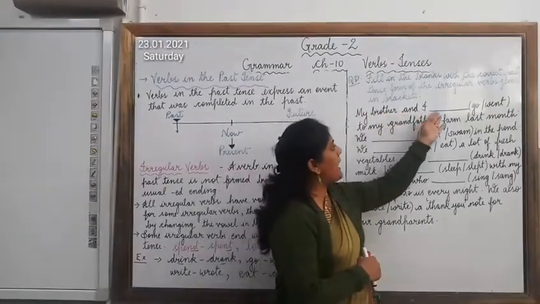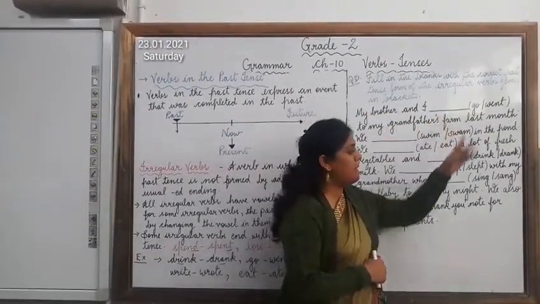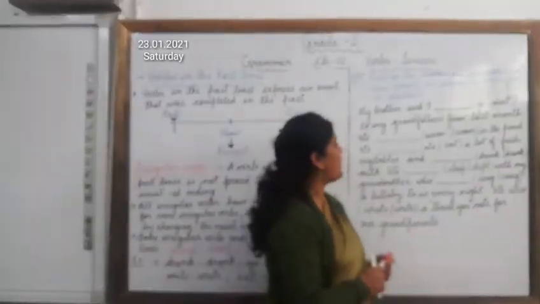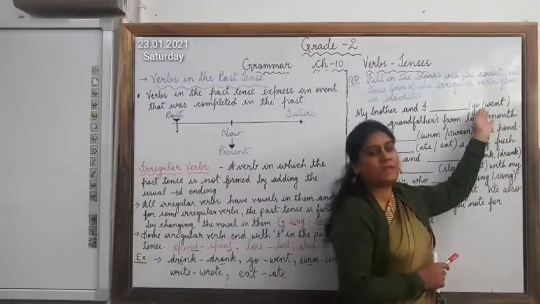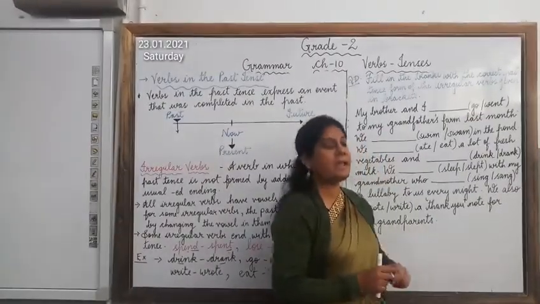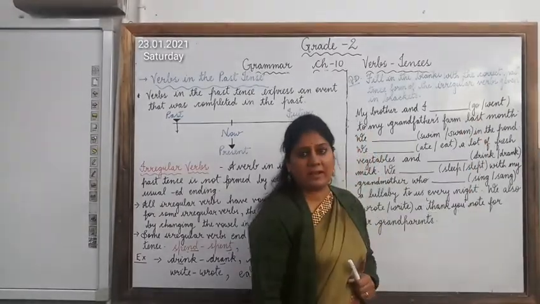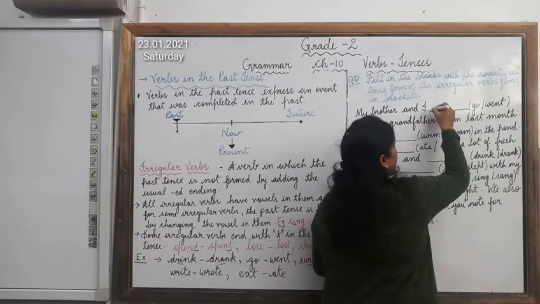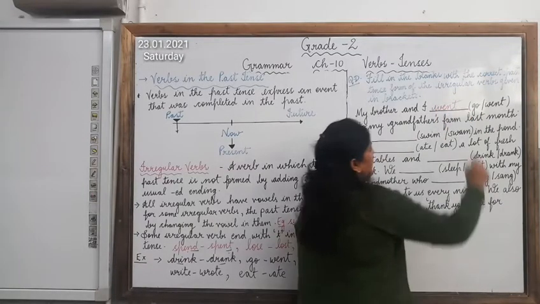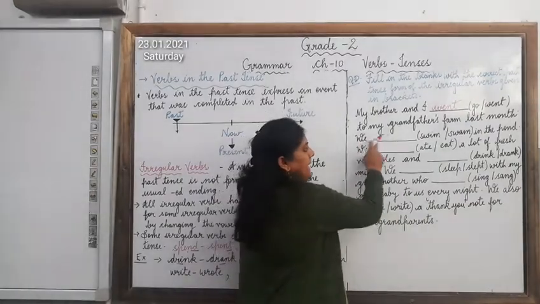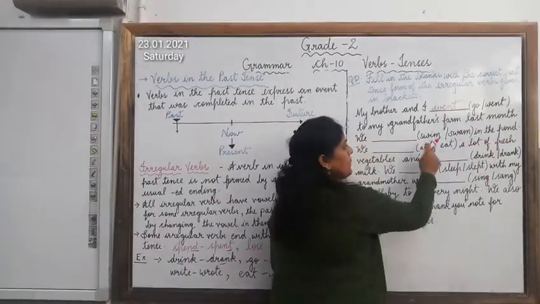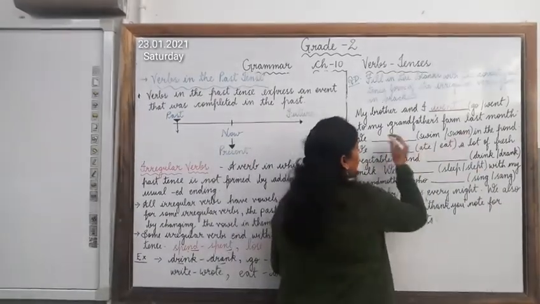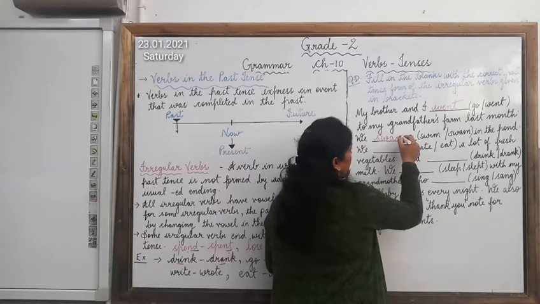Now, my brother and I blank to my grandfather's farm last month. Here we are talking about the past. Okay, so which is the correct past form? Go or went? Yes, go is the present form, and the past form of go will be went. So here the answer will be W-E-N-T, went. We blank in the pond. Swim, swam. Which is the correct answer? Yes, swam is the correct past tense of swim.